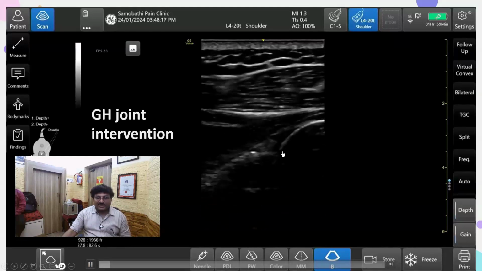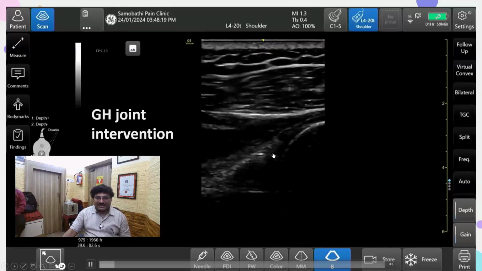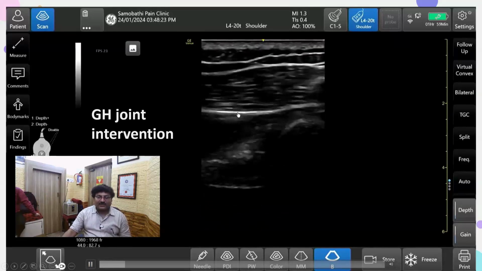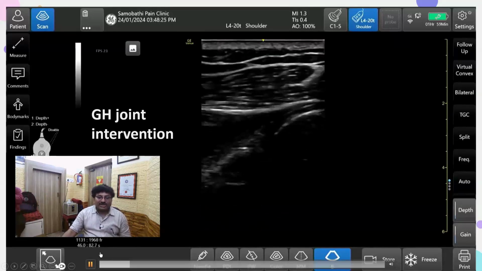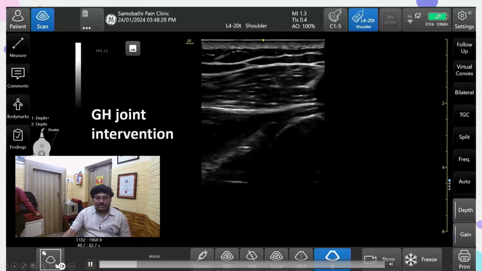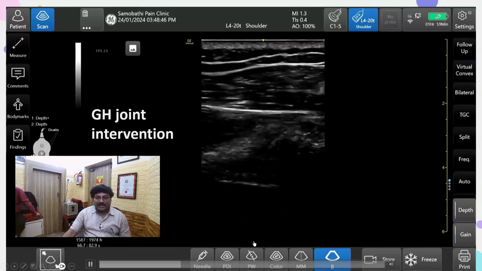So here is the humeral head, here is the glenoid labrum, and in between this tendon is the tendon of the, anyone say which tendon is this? This tendon, clean cut above tendon. Infraspinatus. Very good. This is the tendon of the infraspinatus, and so we should put our needle in between.